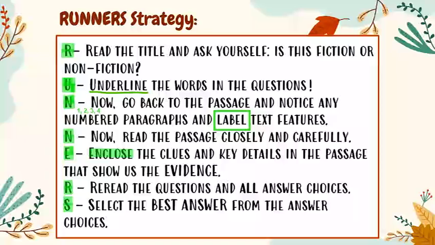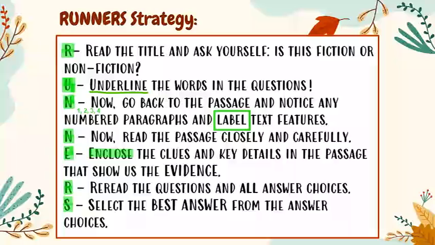Now remember, you've got RUNNERS going down the left side of your page, and each one of those letters stands for a step you're going to take in the strategy. So the first R, read the title and ask yourself, is this fiction or nonfiction? The U is really important. You're going to underline words in the questions, and we do that first to give us an idea of what we're going to be looking for as we read.